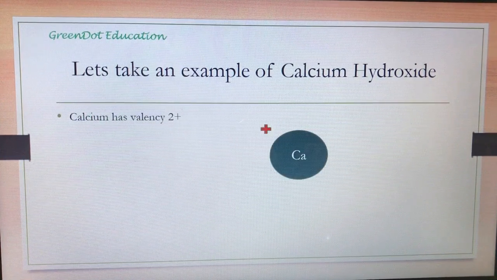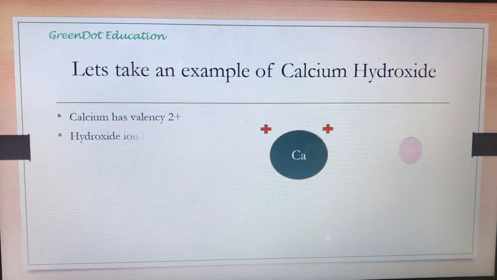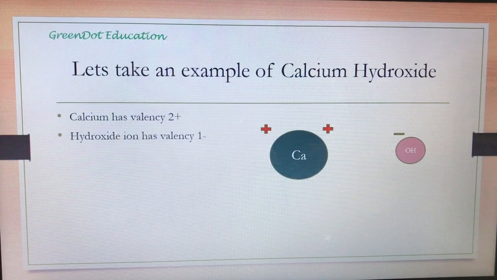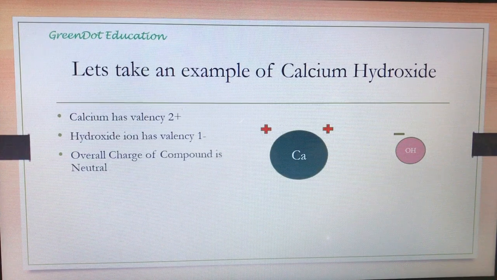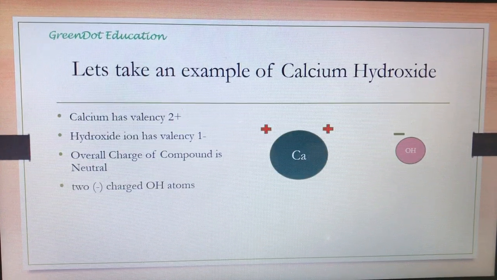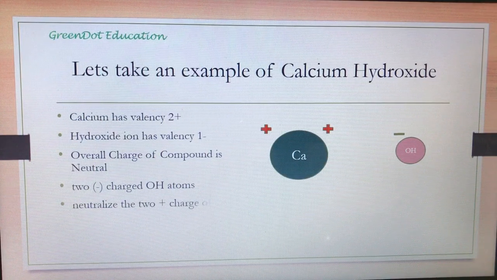We know the valency of calcium is 2 plus, that is it has 2 positive charges, and the hydroxide ion has valency 1, that is minus 1 negative charge. We know that the overall charge of a compound is neutral, hence we would require 2 negative charges to counterbalance the 2 positive charges of calcium. So 2 ions of hydroxide join with calcium to neutralize the overall charge of calcium hydroxide.